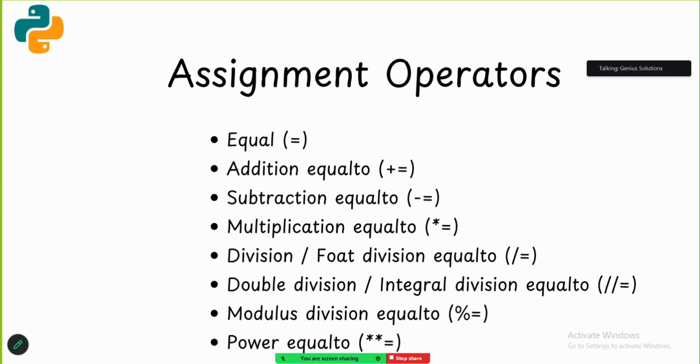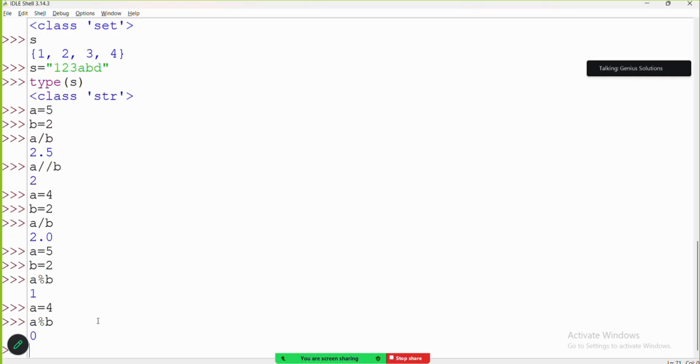They are equals to, addition equals to, which means plus equals to, minus equals to, multiplication equals to, division equals to, integral division equals to, modulus equals to, and also power equals to. We have an idea about equals to. It will assign the right side value to a left side variable. See, till now we are doing the same thing. We are using the equals to operator and assigning the right side value to the left side variable, right?